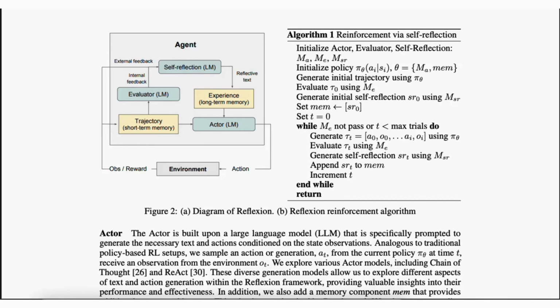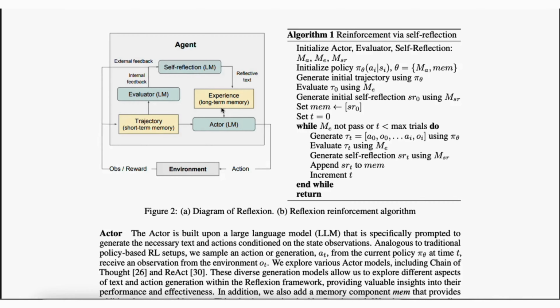Next is the evaluator section of the model that looks at the trajectory and asks, did it work? What went wrong? What could be better? That next is the crucial part, which is self-reflection. The model generates a self-reflection, a natural language explanation of its mistakes or strategy to improve. The reflection is stored as experience, which is a long-term memory.